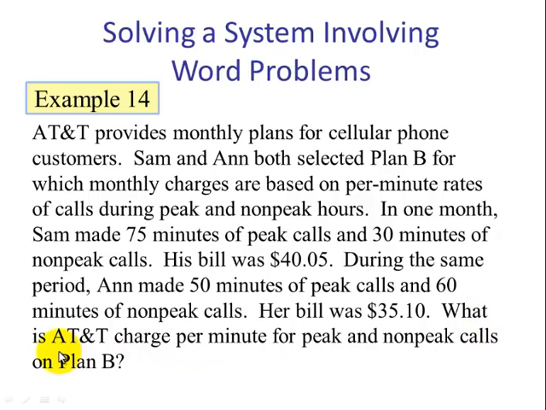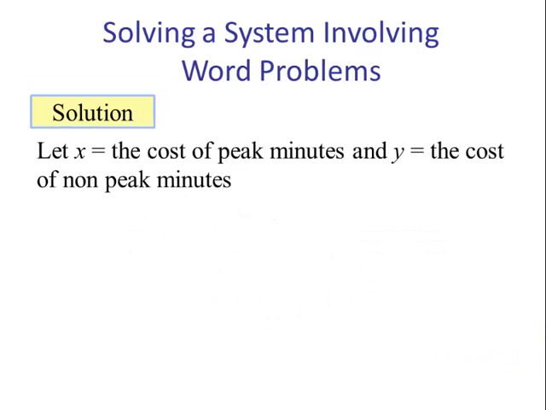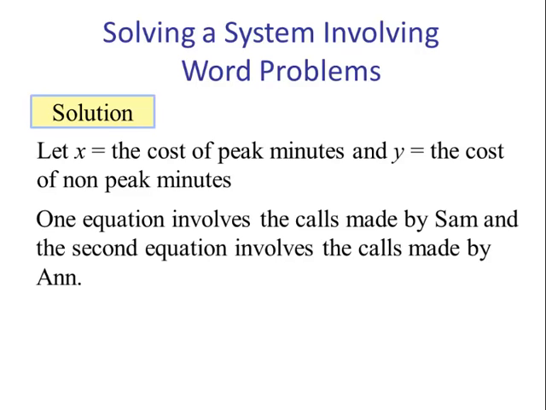In this case, the question is telling us what the variables are, and that is the cost for peak and non-peak minutes. So we're going to let x be the cost of the peak minutes and y be the cost of the non-peak minutes. Because we have two variables, we need two equations. The first equation involves the calls made by Sam, and the second equation involves the calls made by Ann.